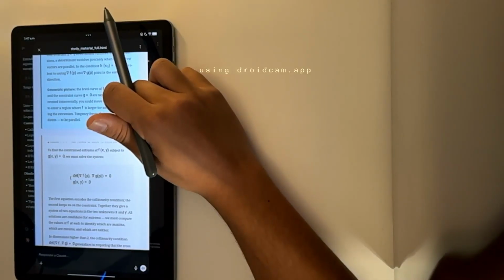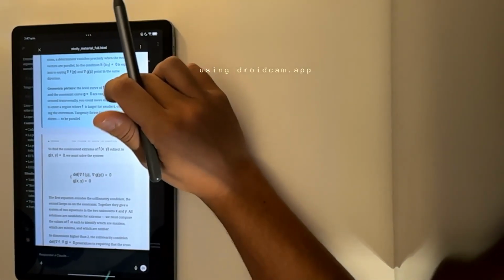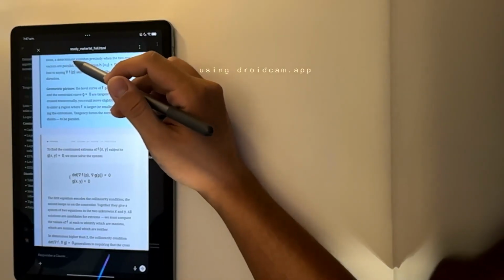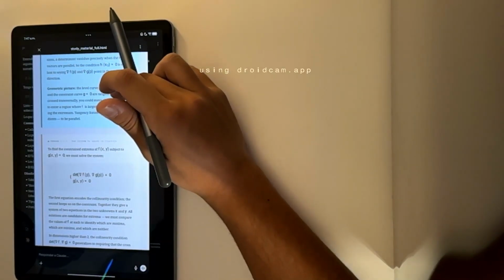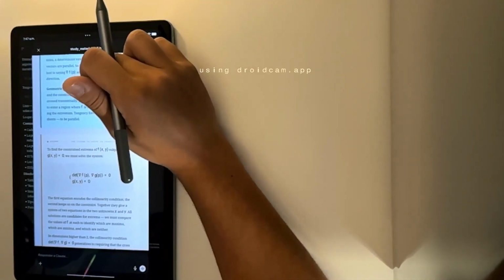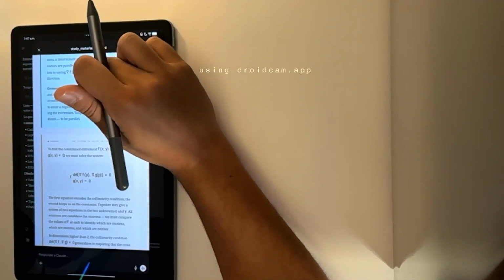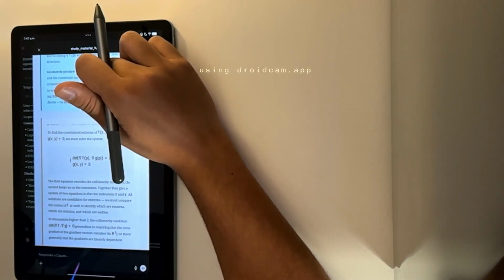Geometric picture: the level curve of f passing through P and the constraint curve g equals 0 are tangent at P. If they cross transversely, you can move slightly along g equals 0 to enter a region where f is larger or smaller, contradicting the extremum. Tangency forces the normals, the gradients, to be parallel.